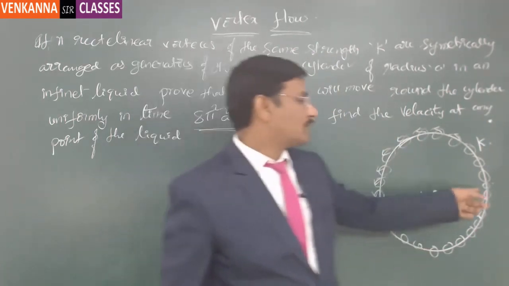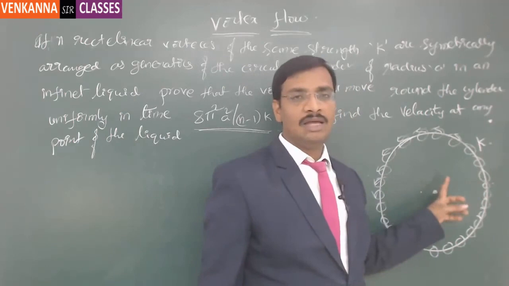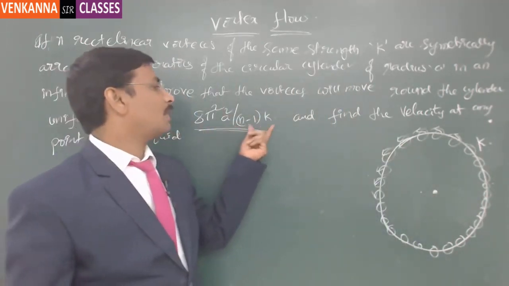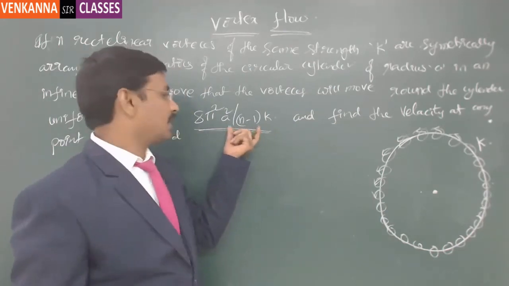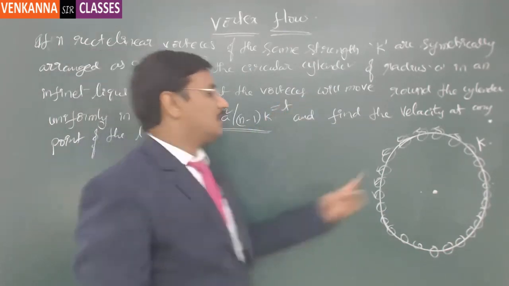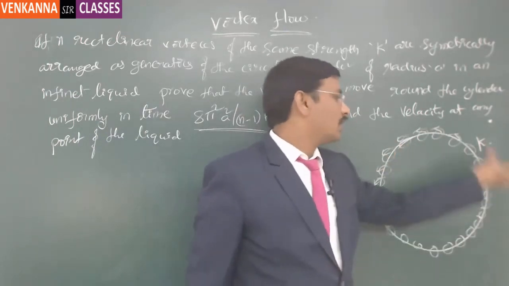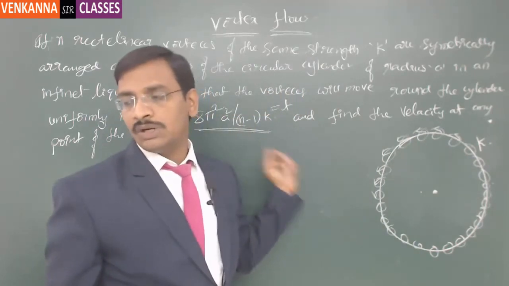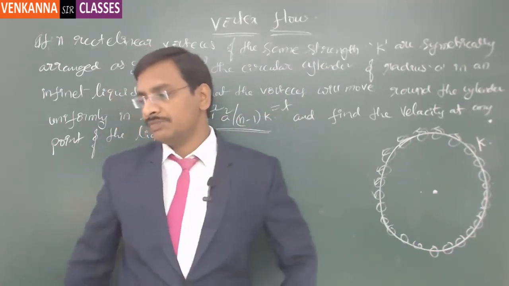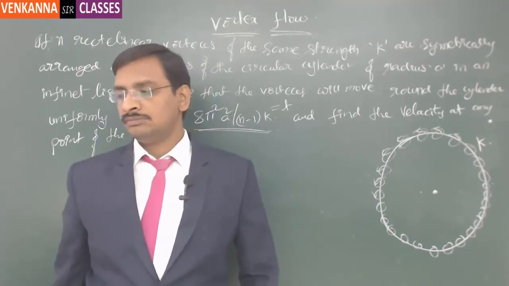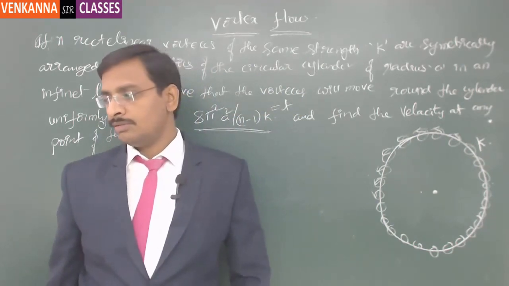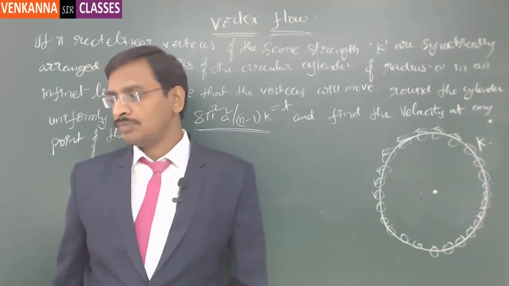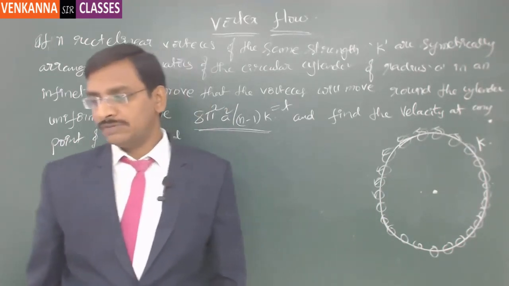Now, if this vertex is moving around the circle, then he asked us to prove that it will take 8 pi square a square by n minus 1 k times. So this is the time. Within this time, one vertex which started from here will rotate like this and come back to the same position. So this is the time period of the rotation. That's what he asked us to prove. I hope you understood the question. Got it or not? Is there any confusion on the question itself?